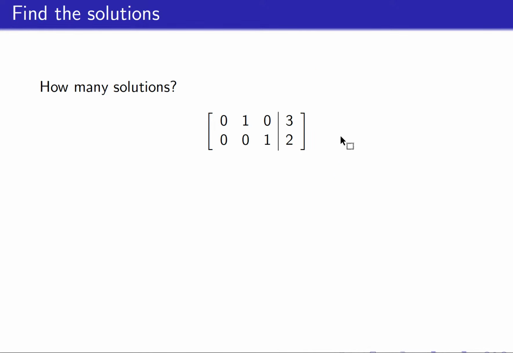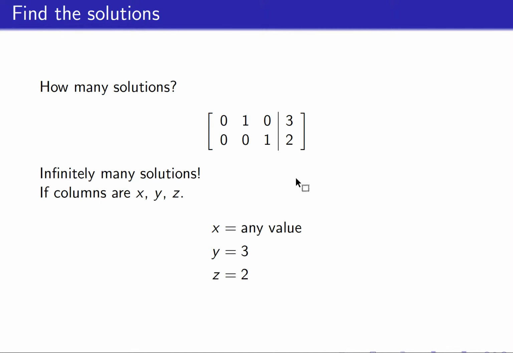Here's an interesting one. See if you can figure out the answer to this one and pause. And see if you got this one right. This one's tricky. I hope you saw that there's a weird thing about this. There are infinitely many solutions. It's true that in this problem x is irrelevant, but x is not really irrelevant because I made it relevant when I wrote it out like this. I said this is x, y, and z. I'm calling the columns x, y, and z here. Okay, x is any value, y is equal to 3, and z is equal to 2.